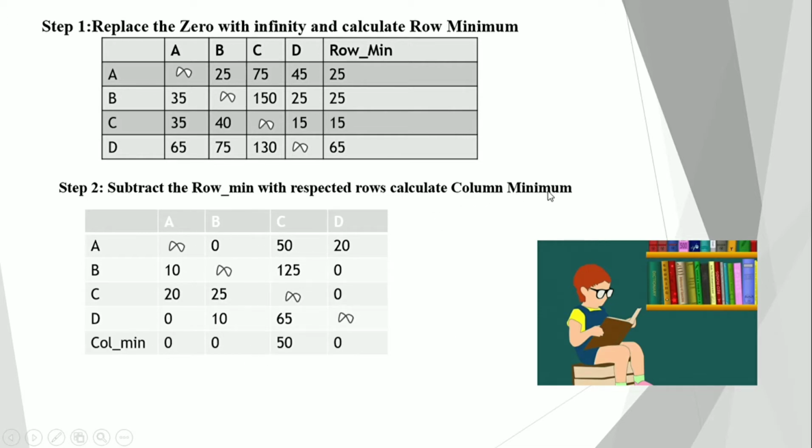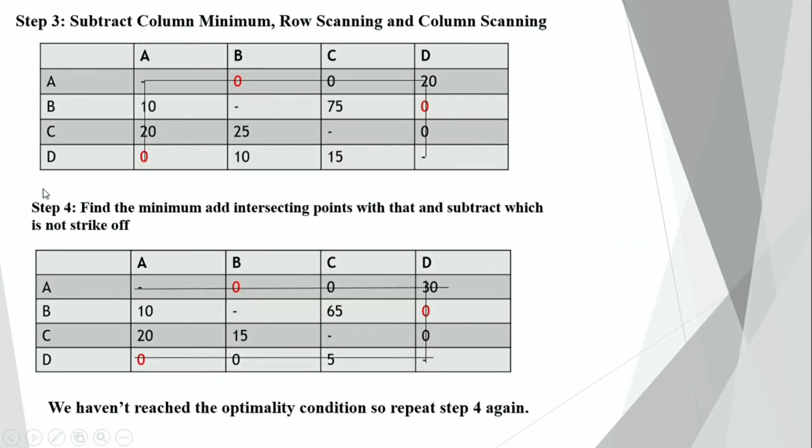Then we will calculate the column minimum value, that is, for the A, B, C, D columns. After calculating the column minimum as well as the row minimum, we subtract both, but here I have taken a separate step for it. We subtract the column minimum from the corresponding columns. These are the values we obtained by doing those two steps.